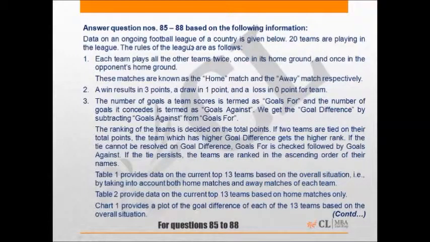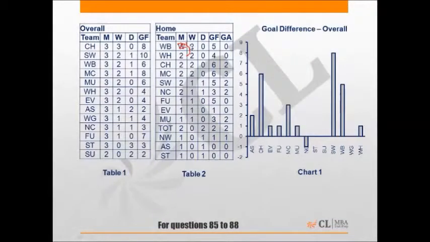Chart 1 provides a plot of goal difference of each of the 13 teams based on the overall situation. The chart provides goal difference for the top 13 teams based on overall situation. Like goal difference for AS is 2, which means AS has scored more goals than its opponents have scored against it.